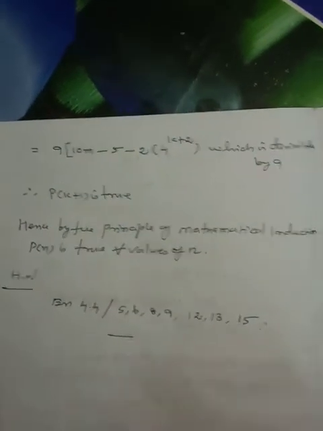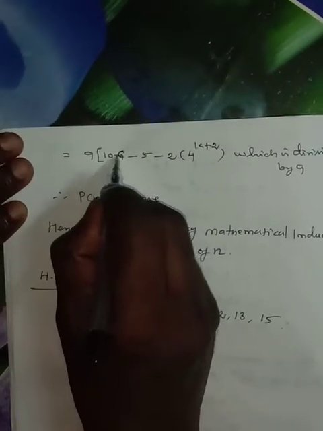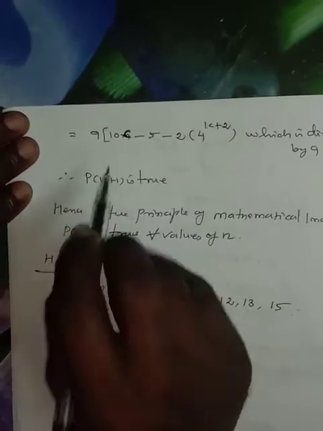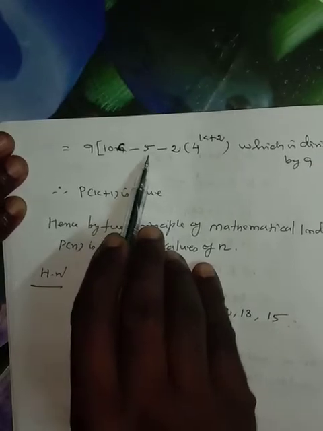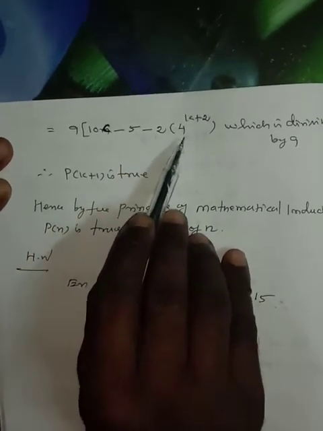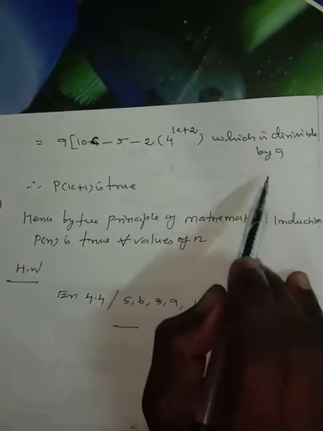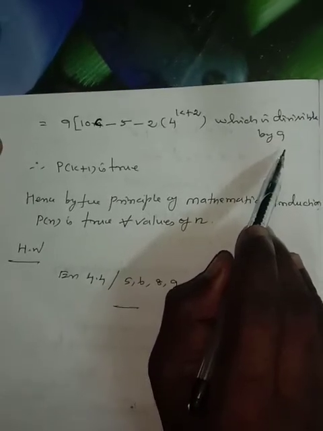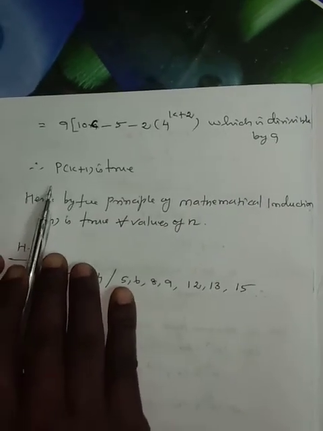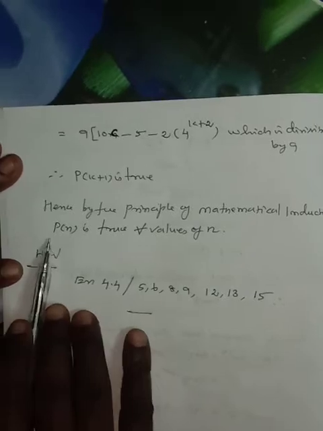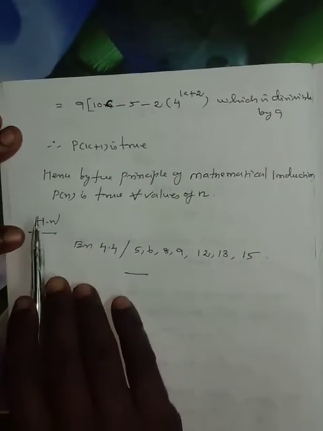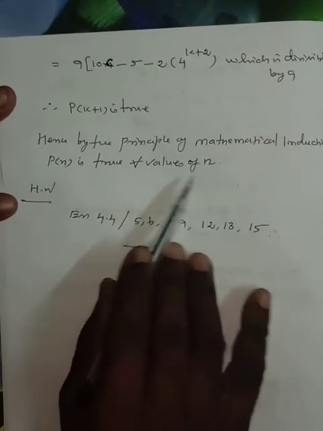Which is 9 into 10c minus 5 minus 2 into 4 power k plus 2, which is divisible by 9. Therefore P of k plus 1 is true. Hence, by the principle of mathematical induction, P of n is true for all the values of n.